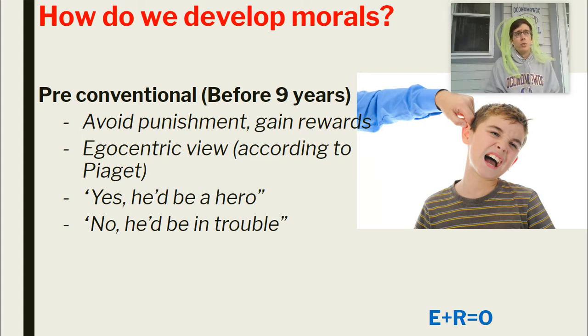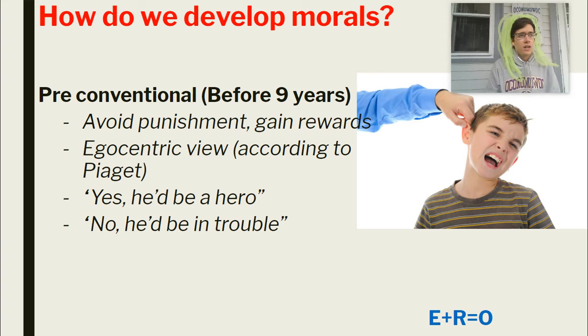So this would put you in the pre-operational stage, and maybe getting into the concrete operational stage according to Piaget. So here, the individual is going to have moral reasoning that's based on either avoiding punishment or gaining rewards. And this is very much an egocentric view according to Piaget. All right, you're just focusing on yourself and how your behaviors are going to impact what happens to you.